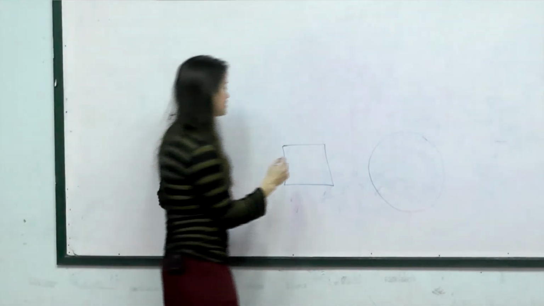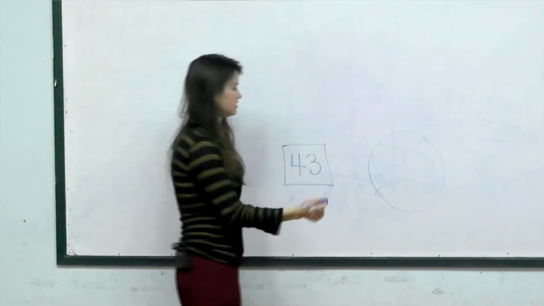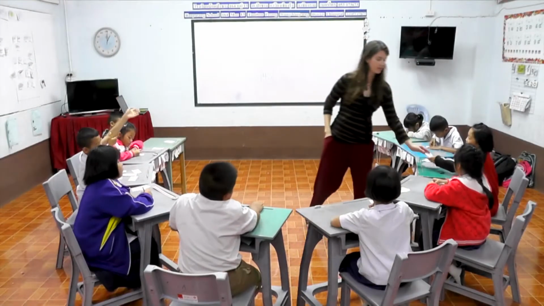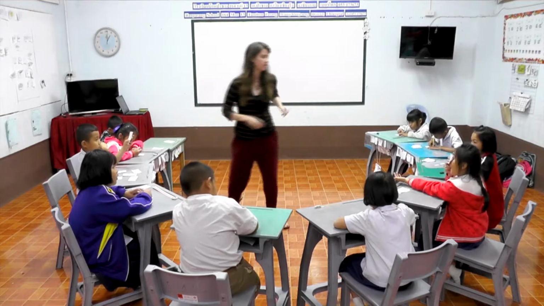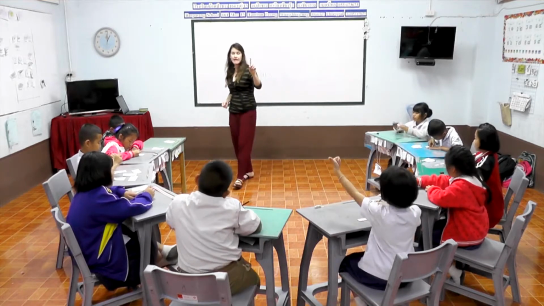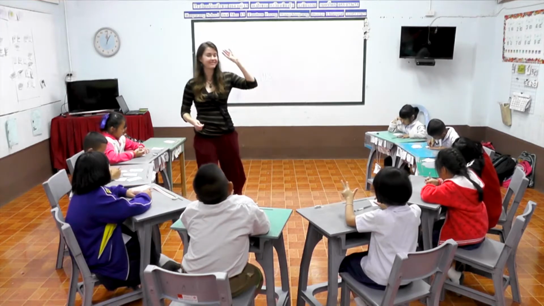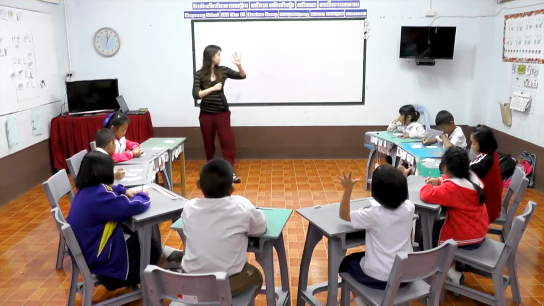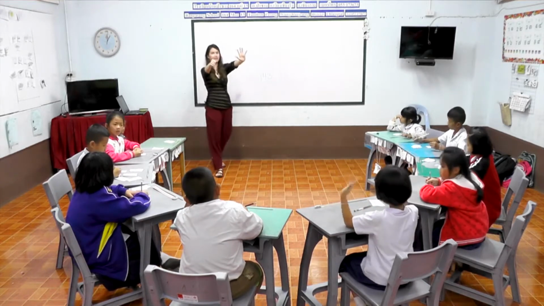Okay. Let's do 43 this time. Okay? We're going to count by sevens again. Here we go. Let's count by sevens. Count with me. 7, 14, 21, 28, 35, 42, and we stop at 42. How many fingers? 6.